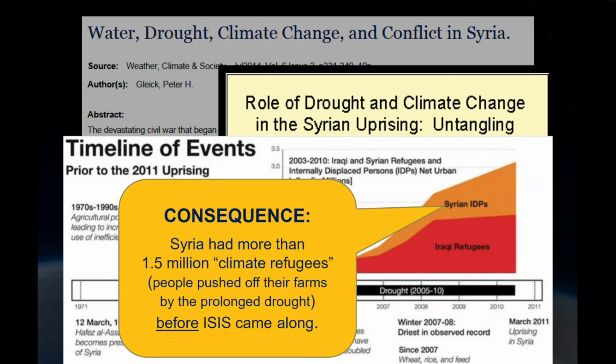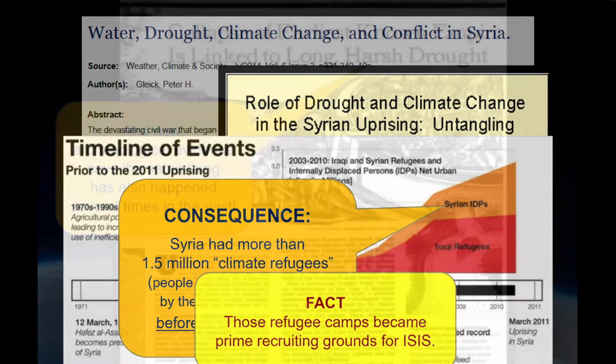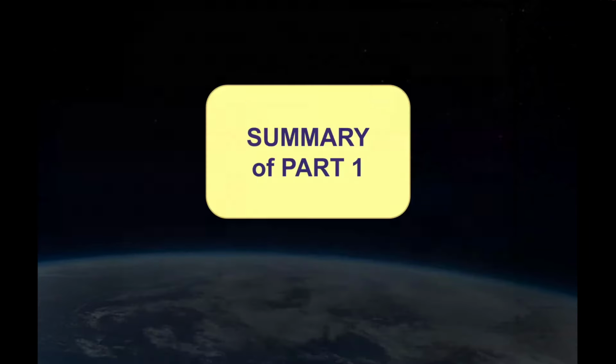And that happened before ISIS came along. In fact, the refugee camps became prime recruiting grounds for ISIS. And now we're starting to find archaeological evidence that says exactly the same thing has happened several times in the past, when Sumer and Akkad and Babylon were being affected by these cyclical droughts.